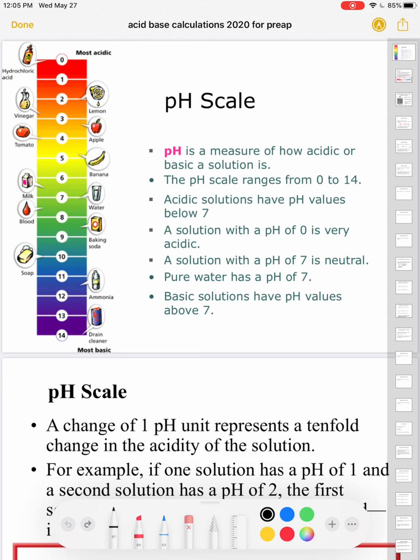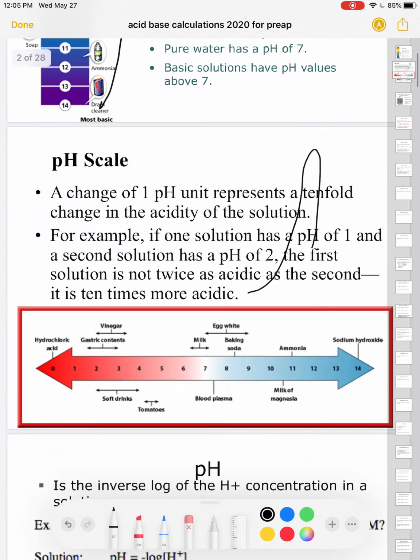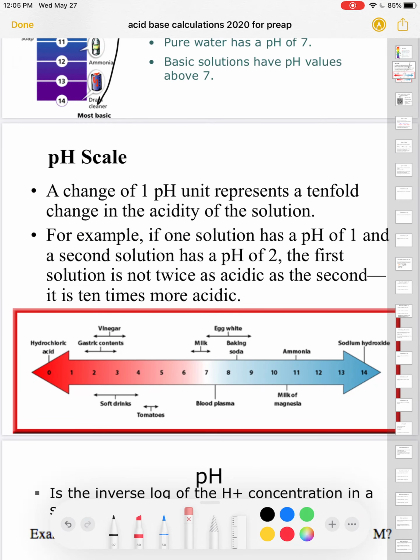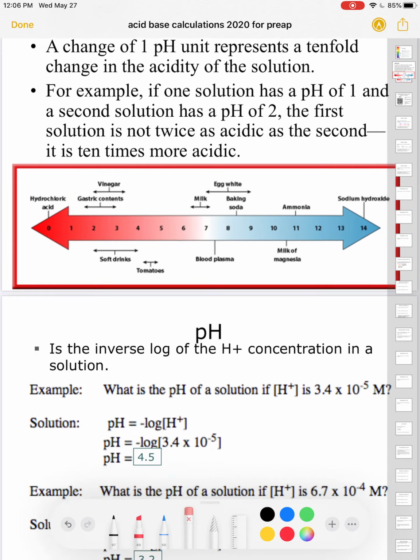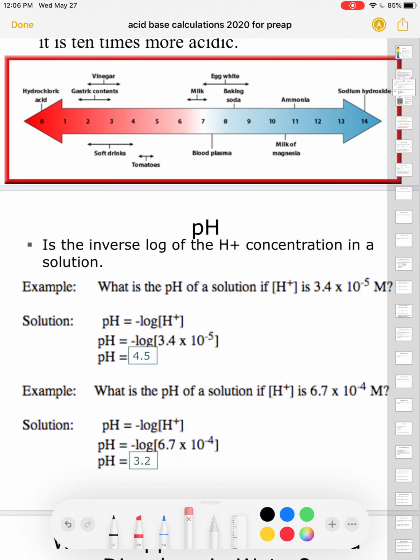So the pH scale goes from 0 to 14, okay? The lower the pH, the more acidic something is. The higher the pH, the more basic it is. Water is pH 7, so it's obviously neutral, which is good. A change of 1 on the pH scale actually represents a 10-fold increase in hydronium concentration. That's because it's a logarithmic scale, a base-10 scale, okay? So if something has a pH of 2, it's 10 times as acidic as something with a pH of 3, for example.